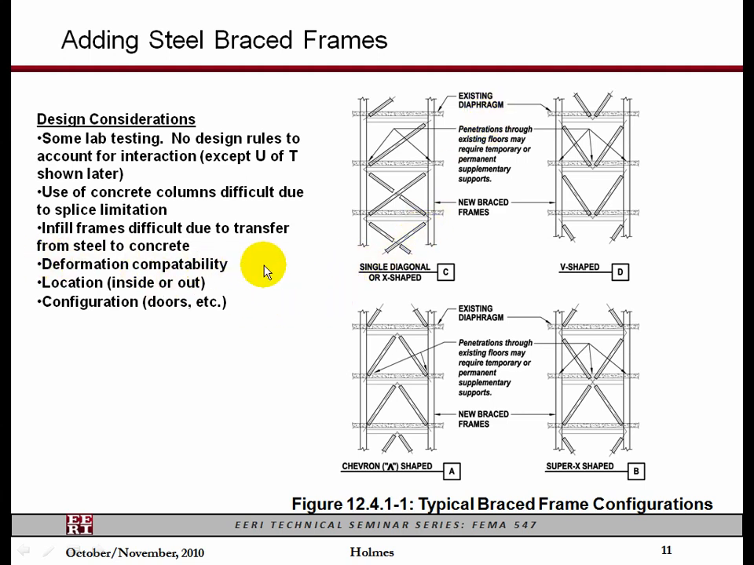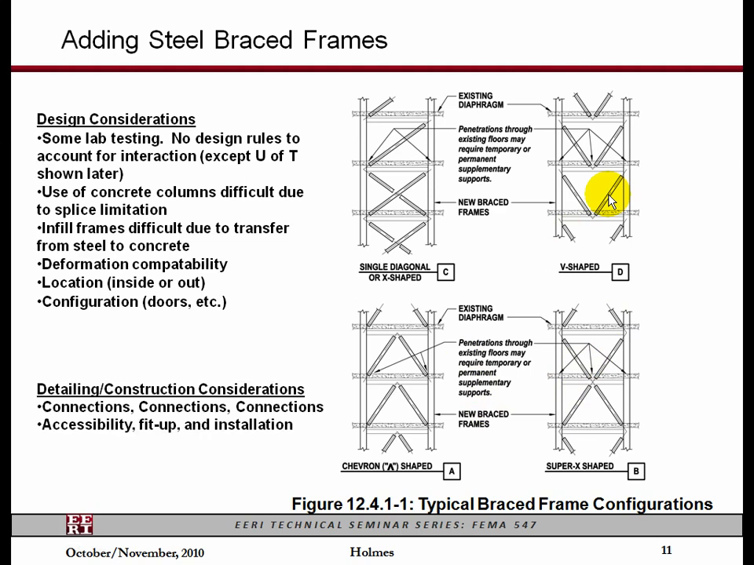You have to worry again about the deformation compatibility between the brace frame and the other concrete frame members in the building. You really want to understand again what your client is trying to do. Do the locations of these things have to be inside the building? Can they be outside, as Jim showed in that steel building? And then you've got to worry about the configuration in terms of where do I put my doors and corridors and so on. The detailing, it's all about connections, connections within the steel brace frame as well as connections from the steel brace frame to the concrete.